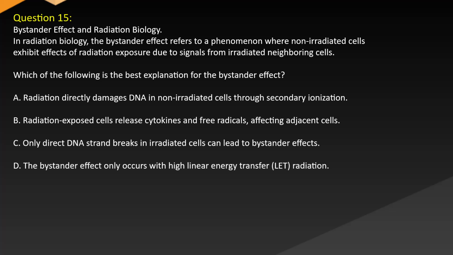A. Radiation directly damages DNA in non-irradiated cells through secondary ionization. B. Radiation-exposed cells release cytokines and free radicals, affecting adjacent cells. C. Only direct DNA strand breaks in irradiated cells can lead to bystander effects. D. The bystander effect only occurs with high linear energy transfer (LET) radiation.